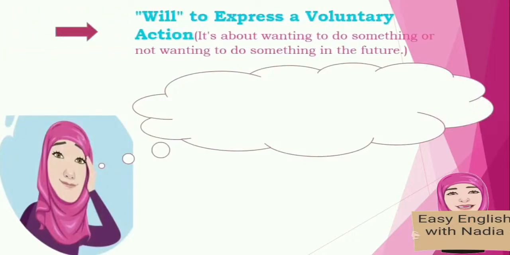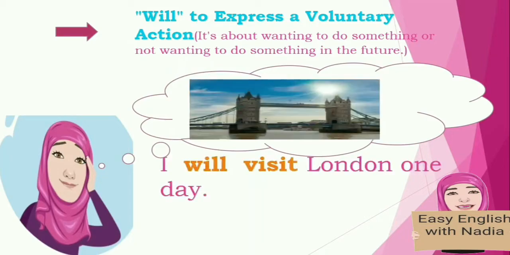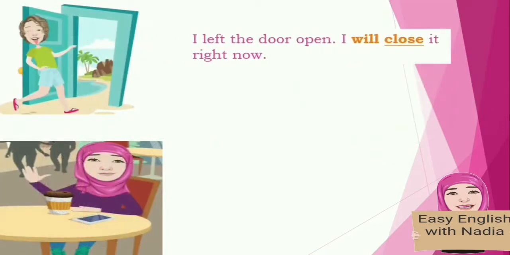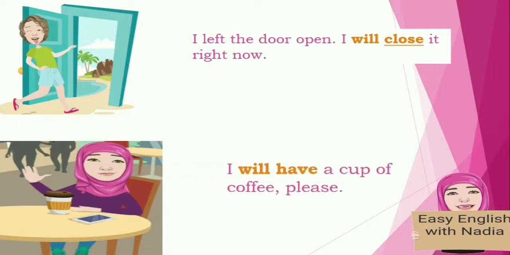We use simple future with will to express a voluntary action. It's about wanting to do something or not wanting to do something in the future. For example, I will visit London one day. I left the door open. I will close it right now. I will have a cup of coffee, please.